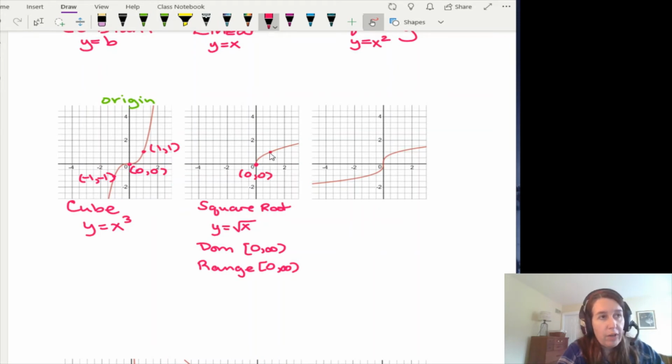Okay, we also have that nice point at 1, 1. We really don't have a good point at 2 because the square root of 2 is not a whole number. So we'd have to go over here a little bit farther to put in 4 for x to get 2 for y. So that third point that you want to graph is 4, 2. Doesn't fit on this graph.